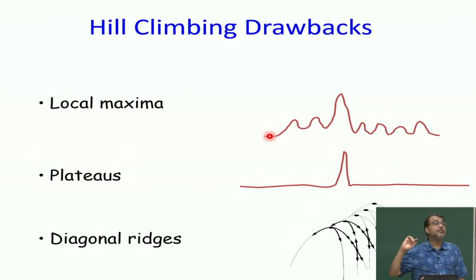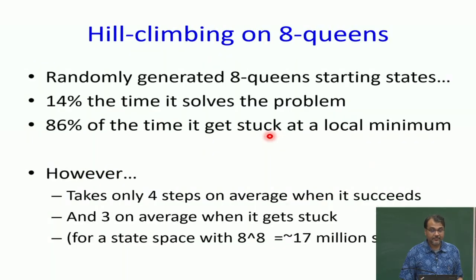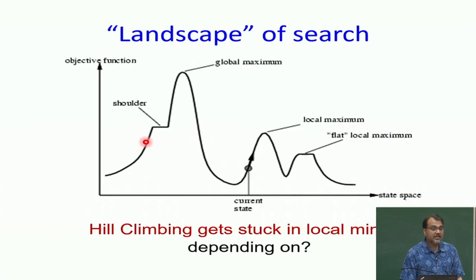Instead of saying that my next neighbor should be greater than me, just simply say that my next neighbor is greater than or equal to me, which is also called a sideways move. So if there is no downhill or uphill move, allow a sideways move in the hope that the algorithm can escape. What is the hope? The hope is that it's only a local plateau. I will keep moving sideways, and at some point I will hit a point from where I can start moving up again. Sort of the hope is that I will be on the left side of this figure. I keep moving, I reach this shoulder, I keep going on the shoulder, and at some point I reach this corner point where I can start moving up again. This is called a sideways move.